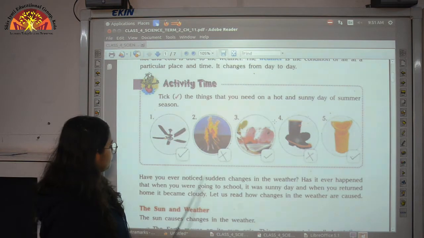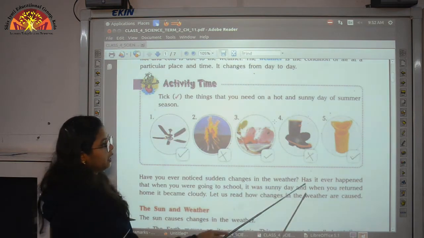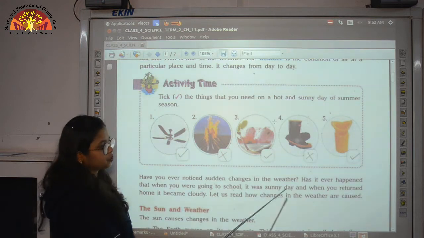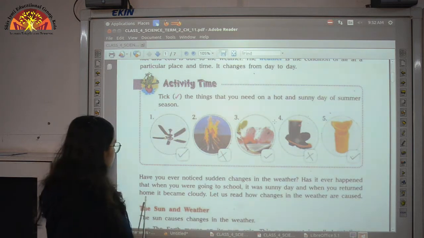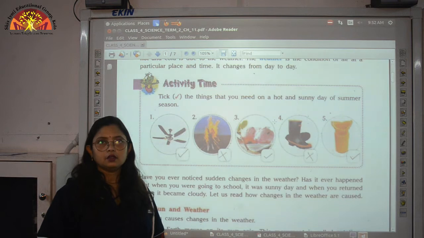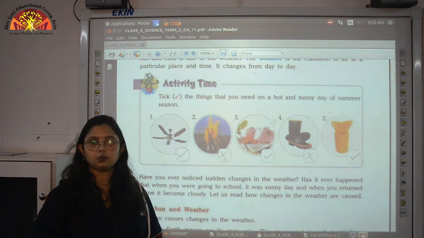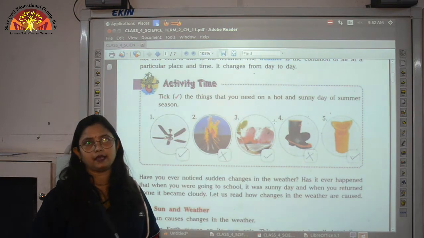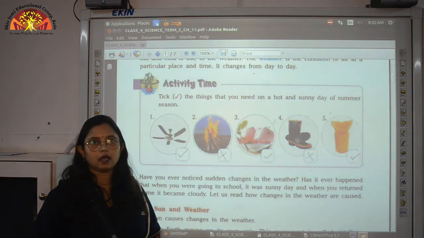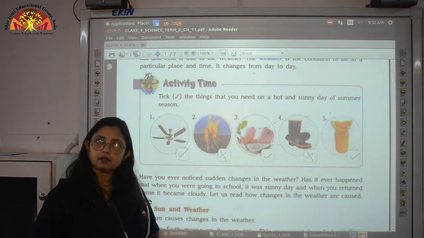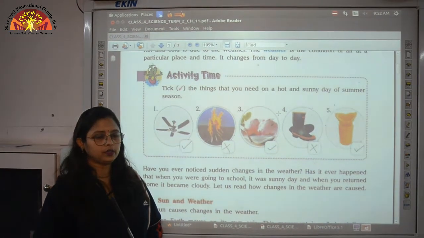Now, have you ever noticed sudden changes in weather? Has it ever happened that when you were going to school, it was a sunny day and when you return home, it became cloudy? So let us read how changes in the weather are caused. So children, just now I have told you that weather is basically the condition of air at a particular place and at a particular time. So changes in weather are caused by sun and air. So let us see how it happens.